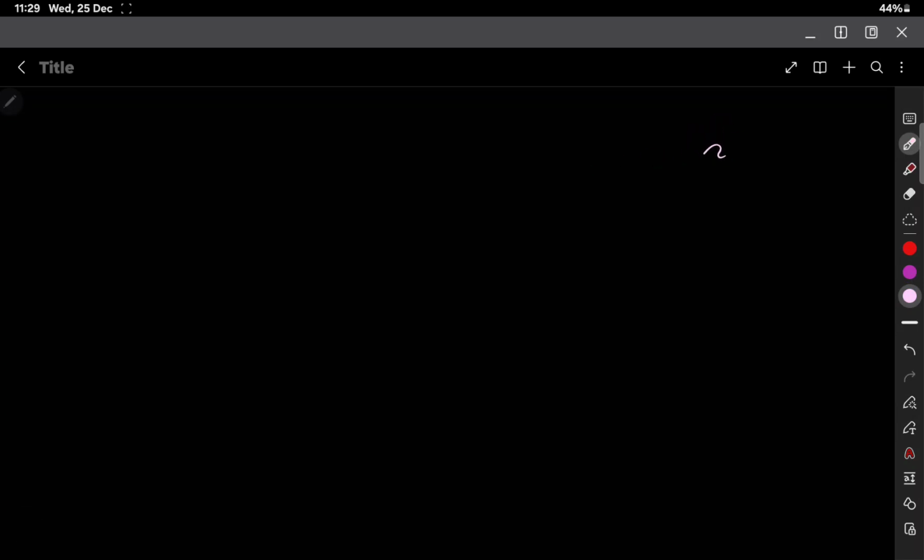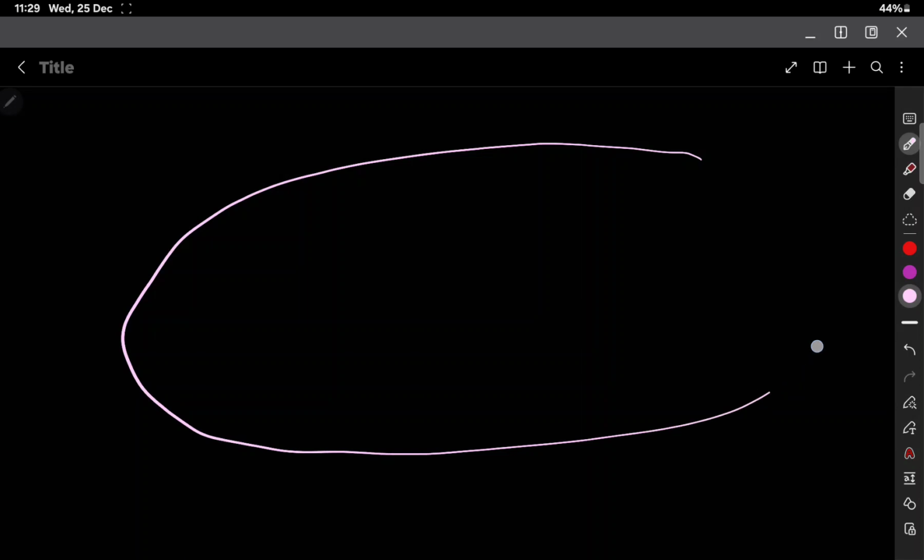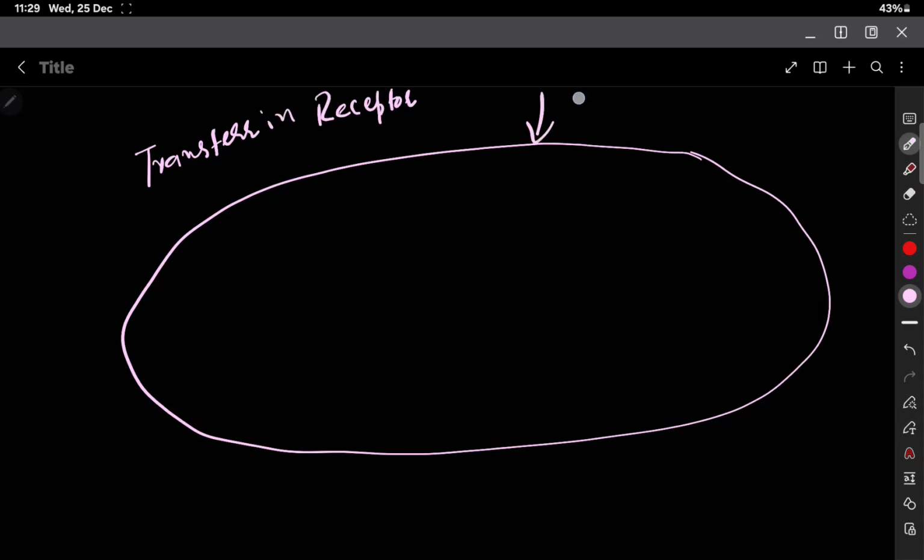For example, this is an RBC, a red blood cell. First, there is a transferrin receptor. I told you that iron is transported by the transferrin receptor. So here there is the presence of the transferrin receptor. Through the transferrin receptor, iron, Fe, will come in.